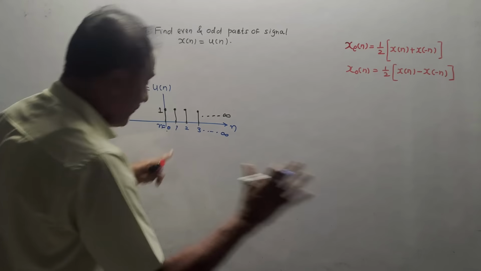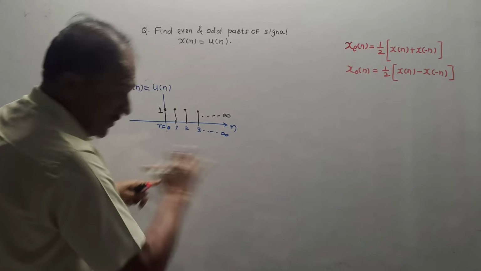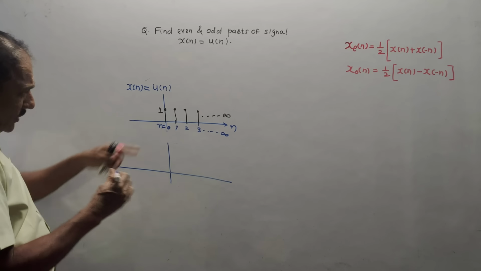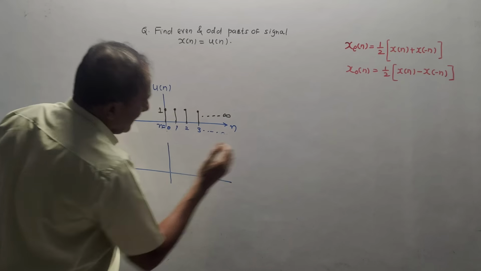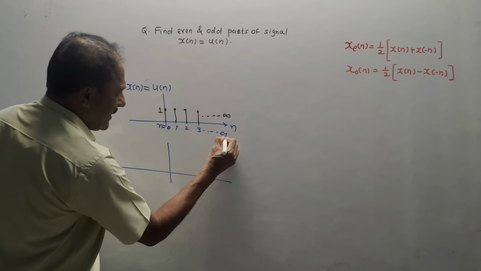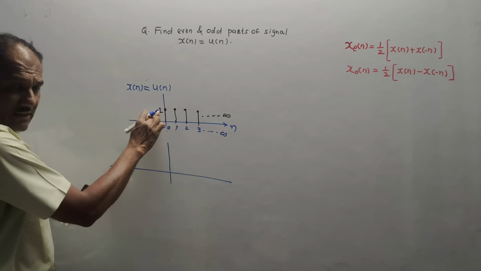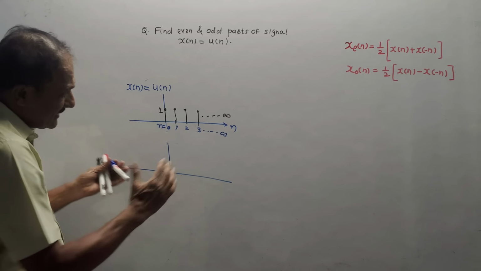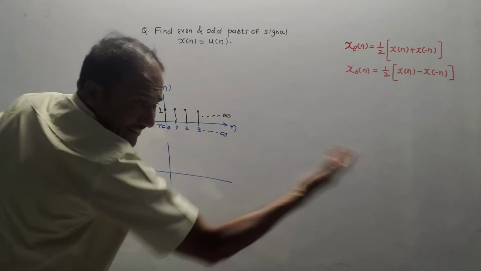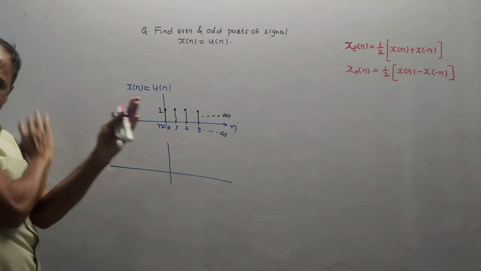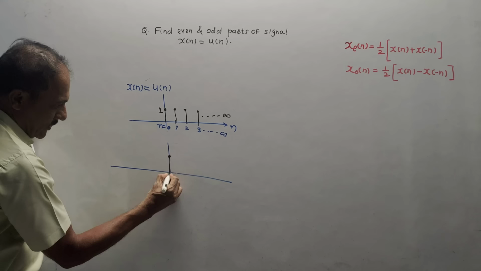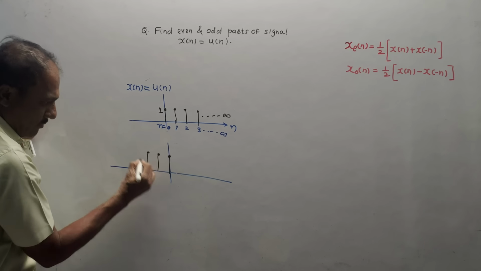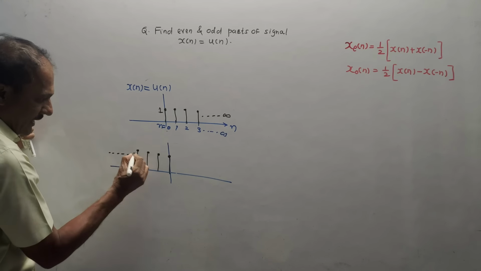How to draw the diagram without doing any calculation? Directly I will tell you the simple technique to draw the diagram. This is the original diagram which starts from 0 until infinity. Every value till infinity is 1. I have to take mirror image of this. Since this signal is presently at right hand side, mirror image will be exactly opposite, that is it will be on left hand side. So directly, without doing calculation in the exam also, you can directly draw the diagram.